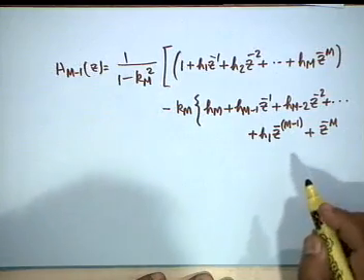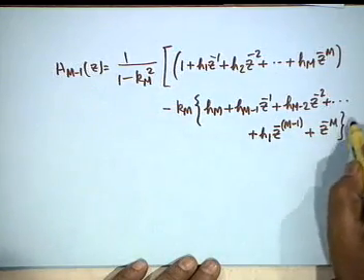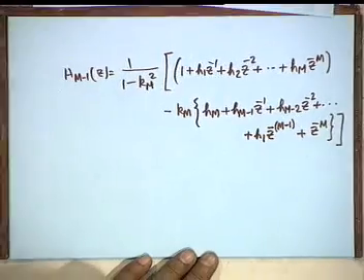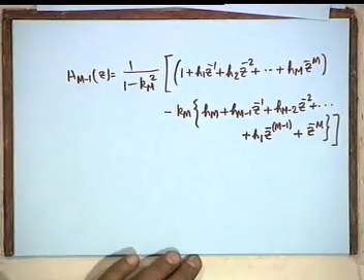I have made a mistake. Have I? Good. I haven't made a mistake. All right.